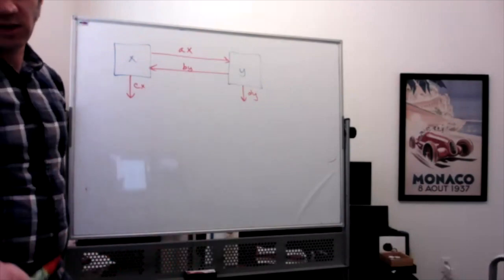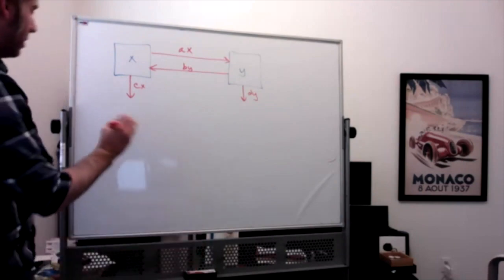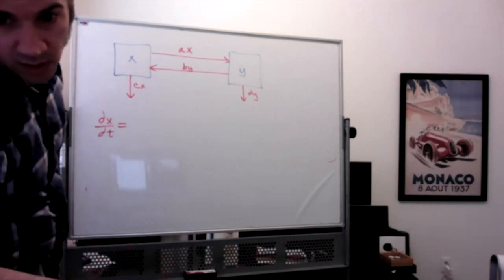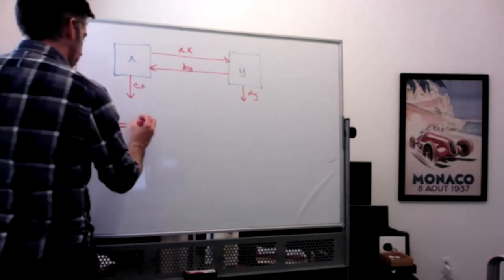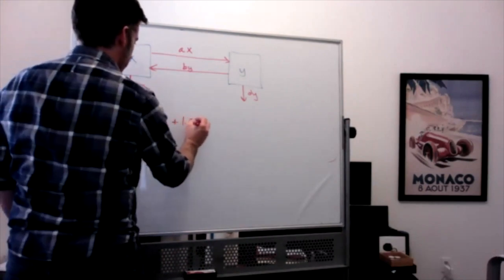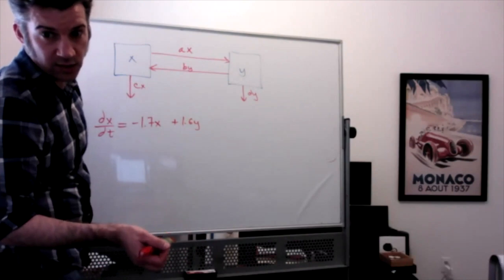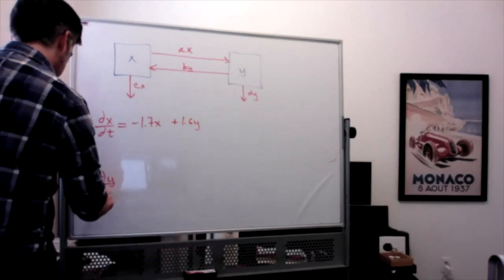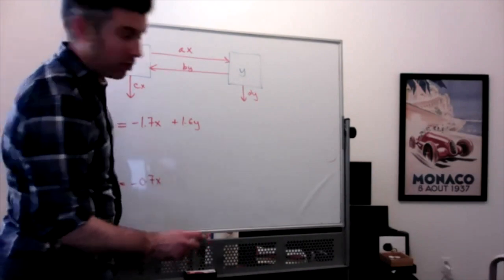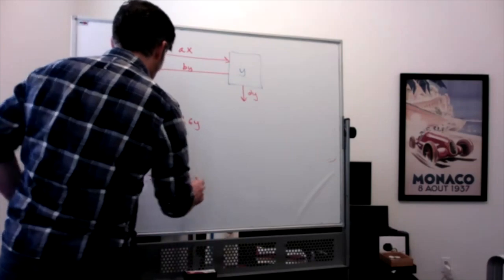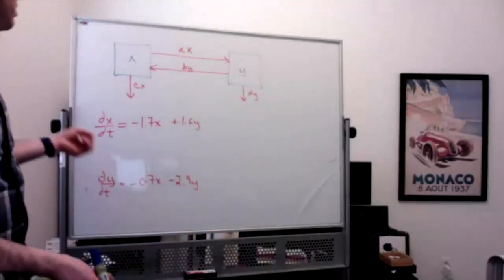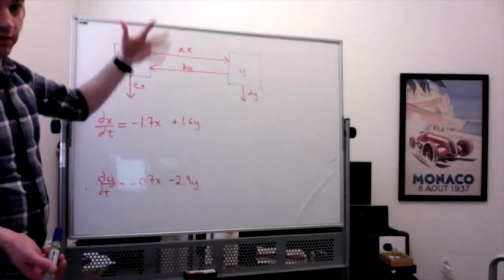But here's the system we're given. dx dt is equal to negative 1.7x plus 1.6y, and dy dt is equal to negative 0.7x minus 2.91y. The idea is we're supposed to find A, B, C, and D by using the fact that we know how to write the differential equations in terms of A, B, C, and D.